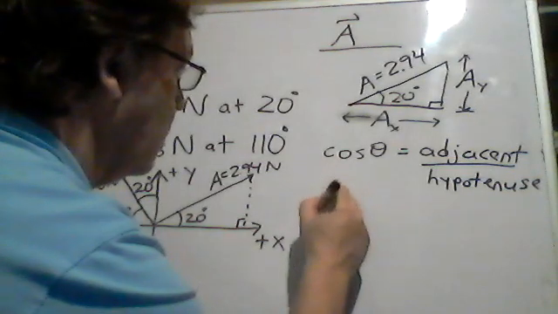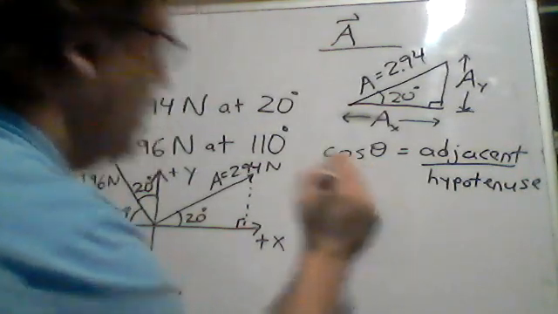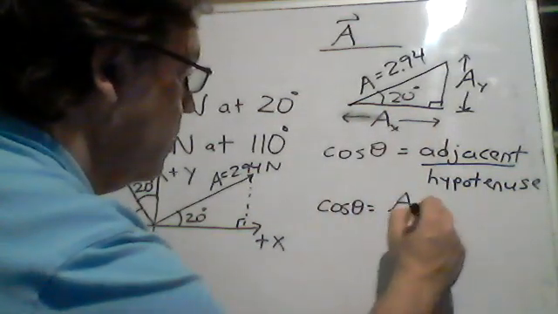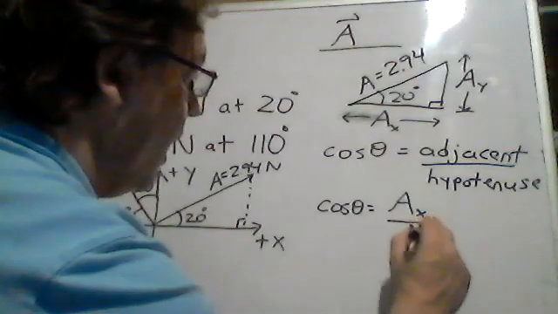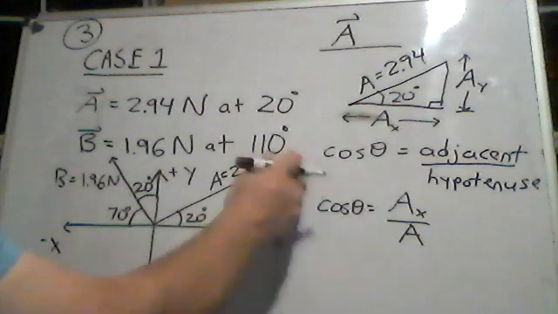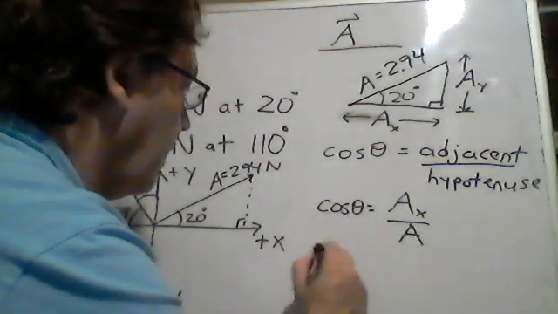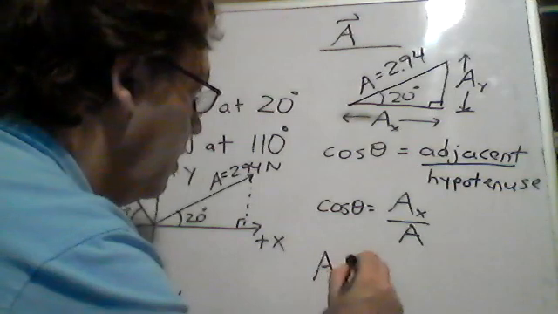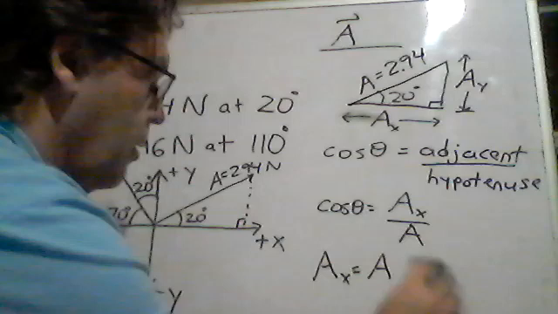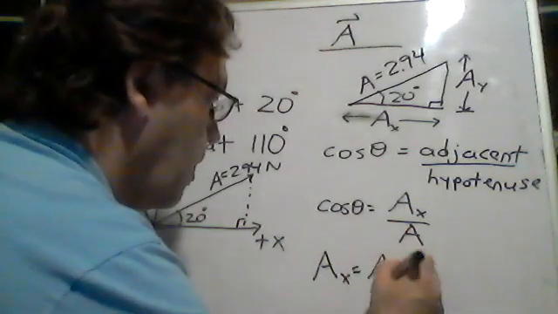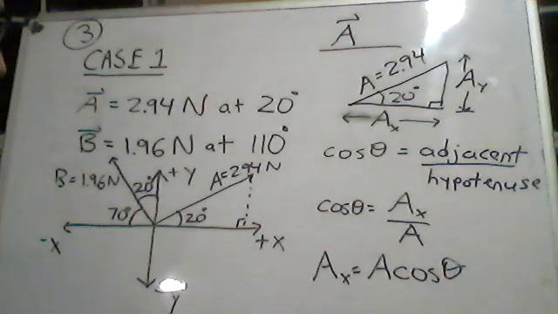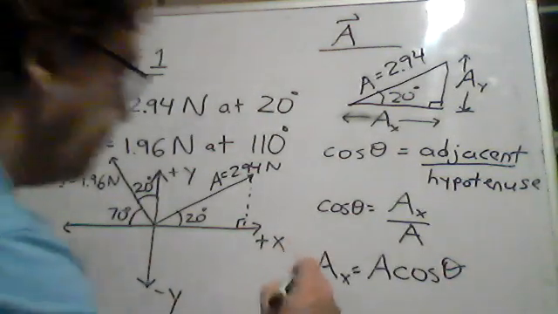And so what does that mean in our language? In this particular problem, cosine theta is going to be the adjacent, which is a sub x. I don't know what that is yet. I'm solving for a sub x. Divided by capital A. Capital A is the length of the hypotenuse. I'll cross multiply, and I find out that a sub x is A cosine theta. Okay, and so now I'm in a position to solve for it.